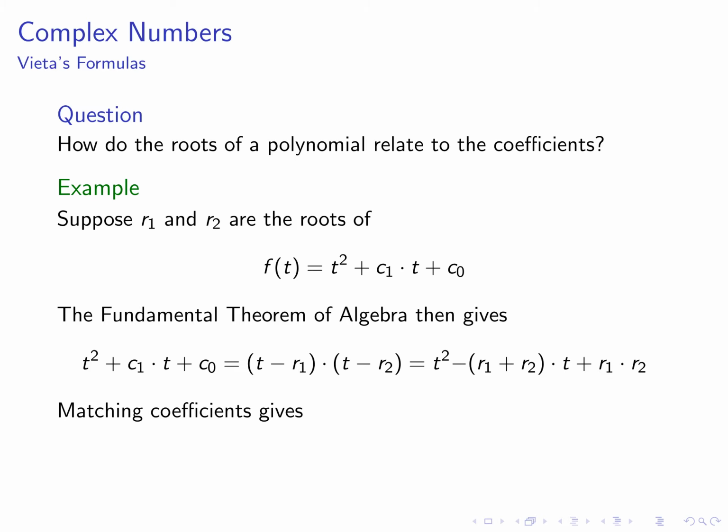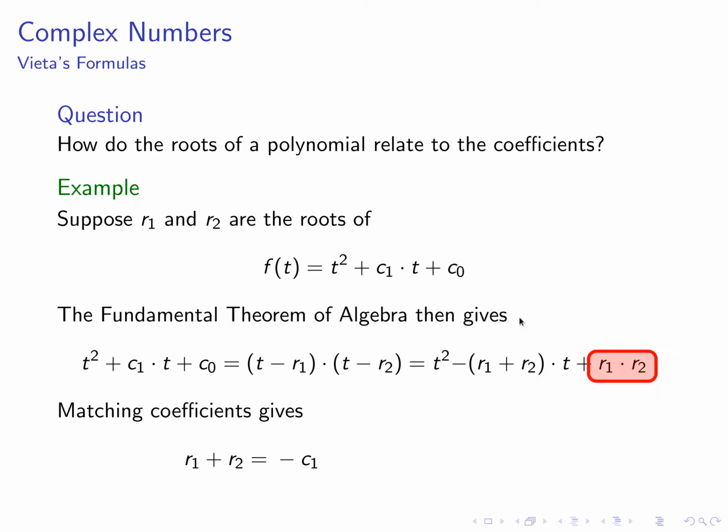Well, we can look at this equality and match coefficients. The first thing to look at is on the right-hand side, the coefficient of t is negative quantity r1 plus r2. Well, that should match the coefficient of t in the original formula for the polynomial. So what this is telling us is that the sum of the two roots of this quadratic polynomial equals the negation of the coefficient of t in this polynomial.